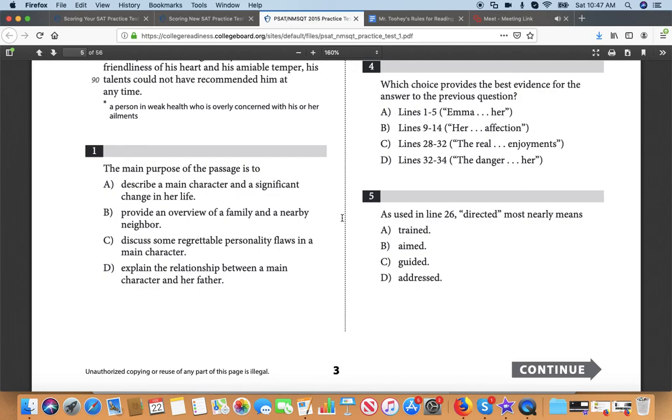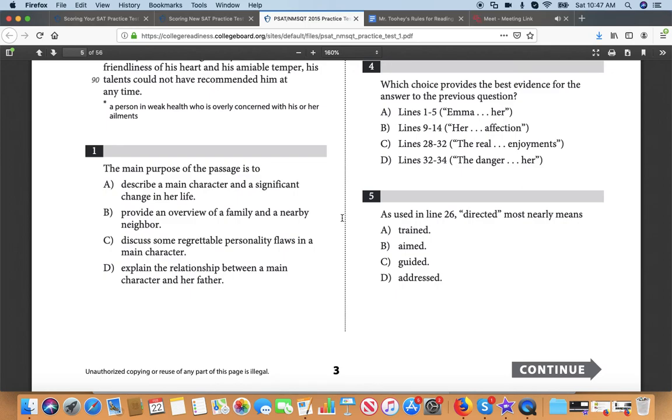Describe a main character and a significant change in her life. Okay, is the main purpose of the passage to describe a main character and a significant change in her life? Yes, it does that. Isn't that kind of obvious after reading it as closely as we did? That seems like the main purpose. At the very least, let's keep it. That sounds pretty good. Let's test answer choice B.